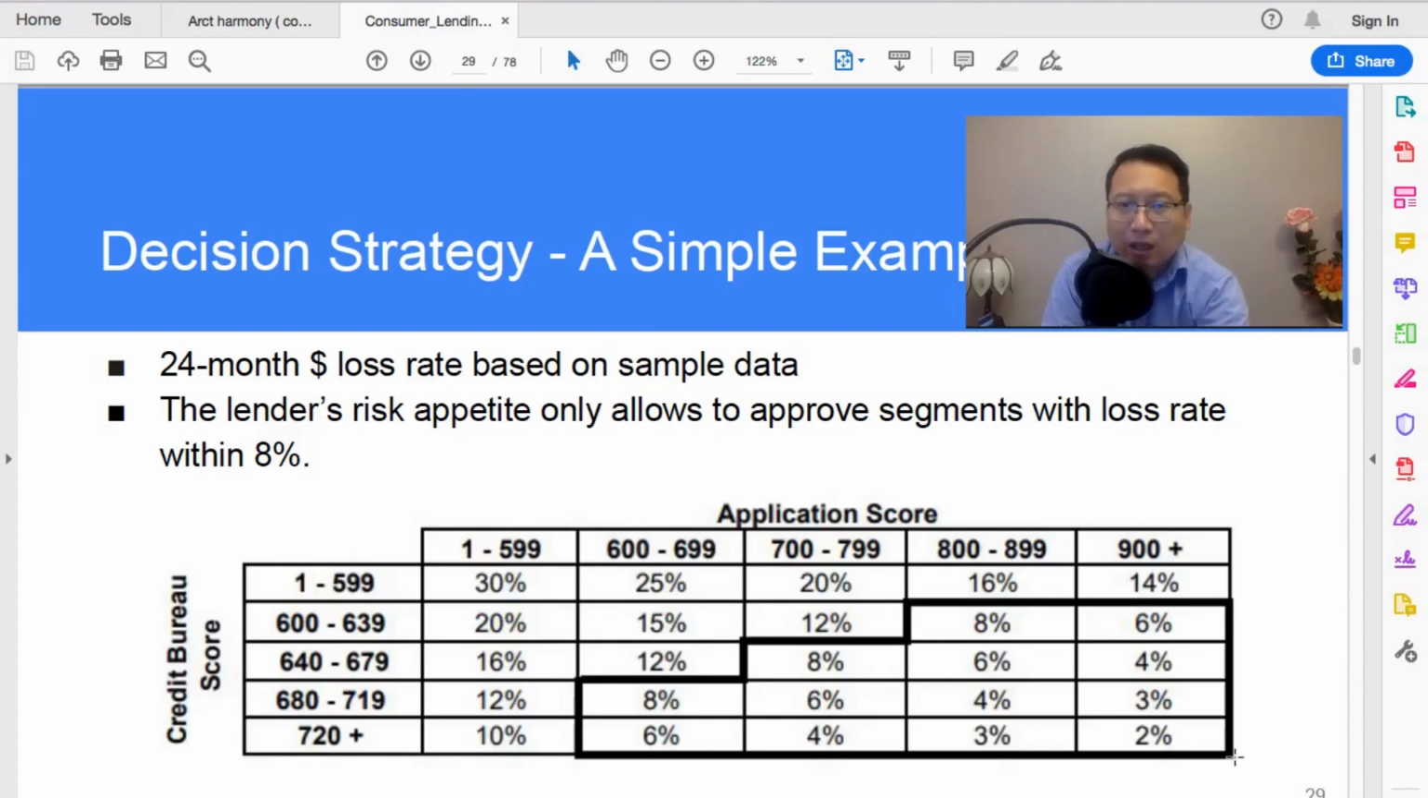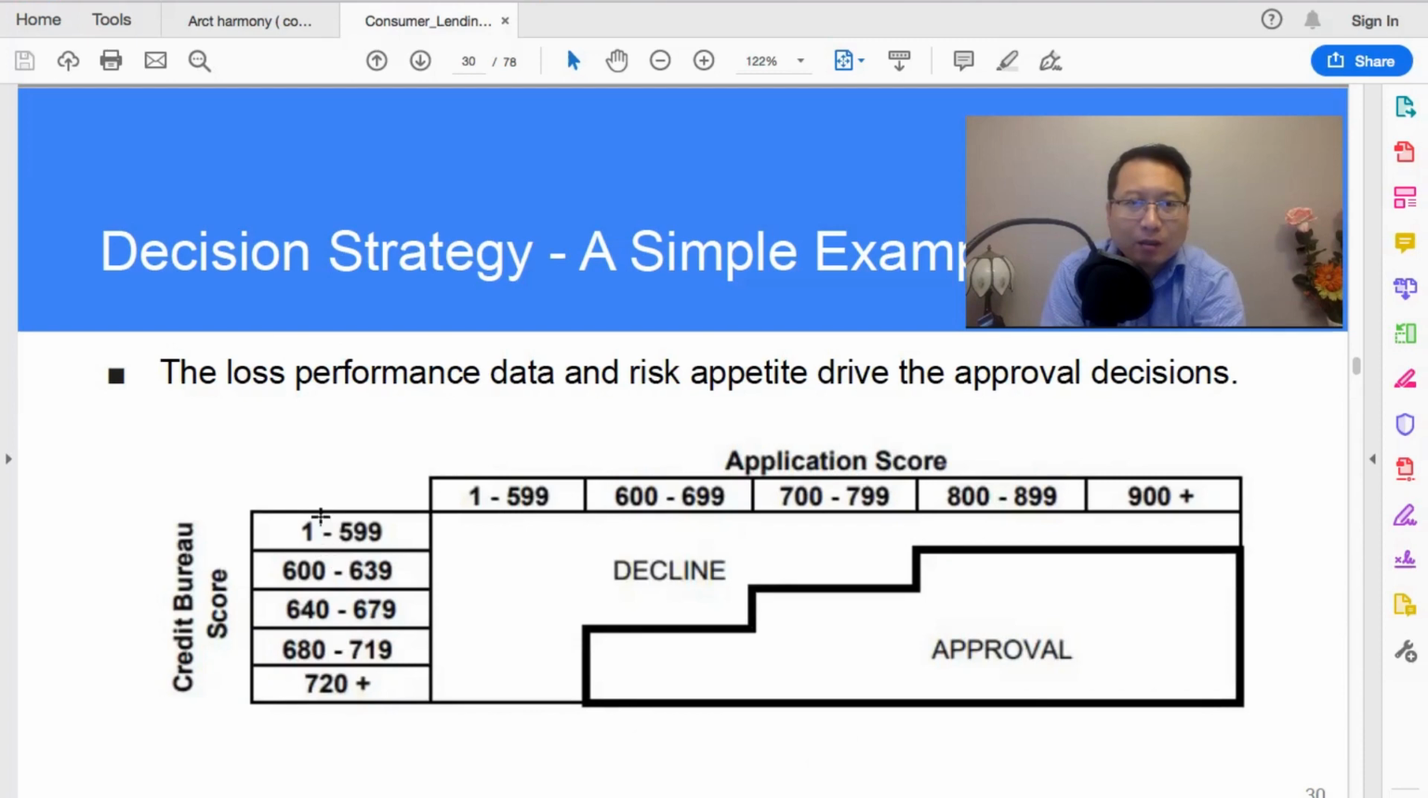Based on that, we can carve out all the segments, right? So you see the bolded line. This carves out all the segments with a loss rate within 8%. So that's where you want to approve. Outside this box, those will be declined. So yeah, essentially this is an illustration of your decision strategy based on credit bureau score and application score.